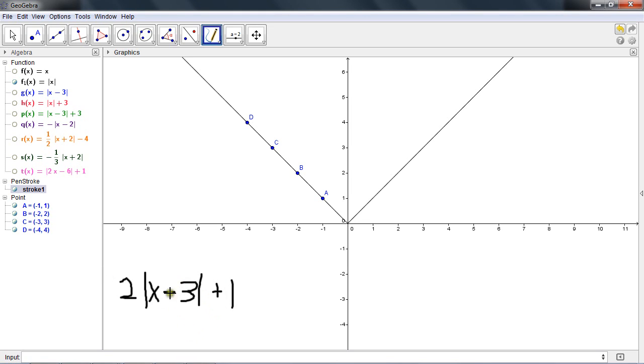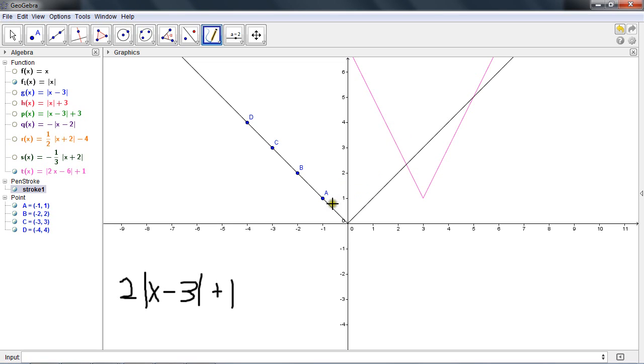So we're going to start at 3, 1, because we're going to move the vertex 3 to the right, 1 up. So we'll be right over here. And then the slope is going to be 2. So up 2 and over 1 in both directions. Like so. Moved from 0, 0 to 3, 1. Slope of 2, so we went up 2 and over 1. Up 2 and over 1 that way. Get that nice V shape.